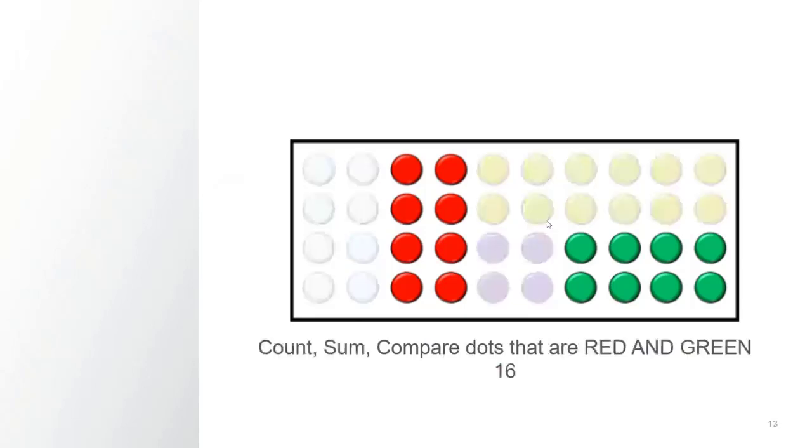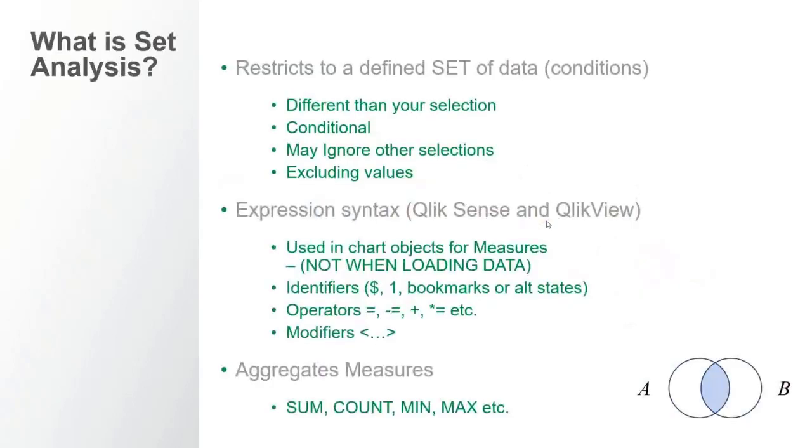Once again, we have our complete data set. You want to count, you want to sum, you would compare dots that are red and green. Okay, so now we're starting to add additional capability in here. So the answer to that is 16. Okay, so what are we doing here? It's different than your selection.